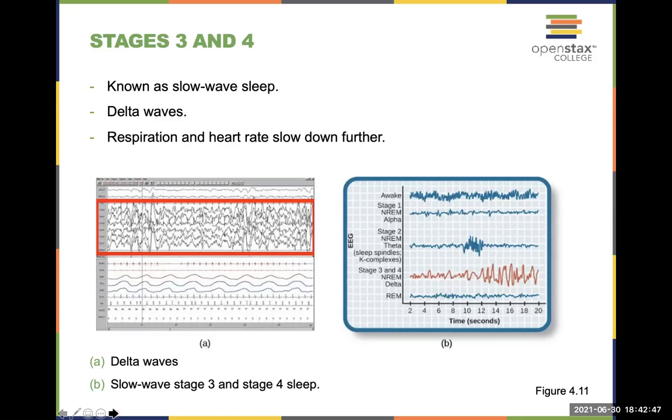Stages three and four are slow wave sleep. This is where your delta waves appear. Here it's demonstrated by the reddish, brownish, orangish line here. And this is also a measurement of delta waves.